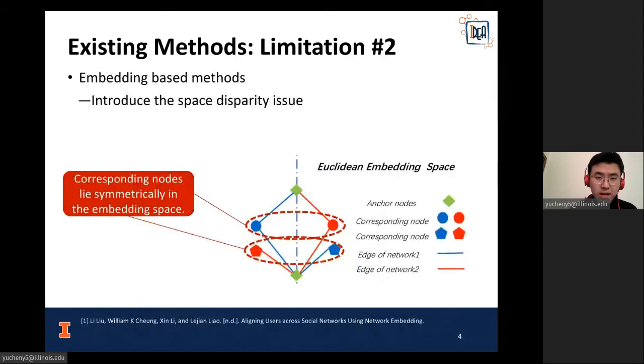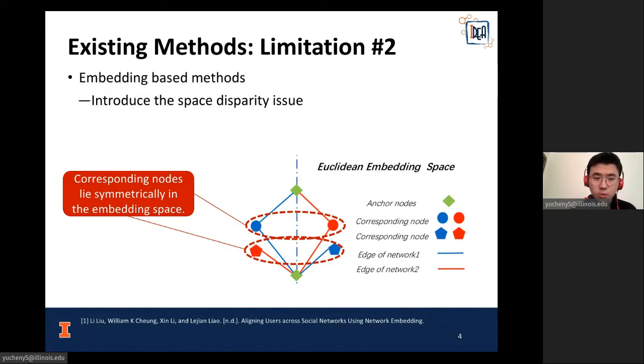The second category of methods is called embedding-based methods. These methods want to embed the nodes in two different networks into an embedding space. Then they compare these node embeddings, and if two nodes are very close to each other and they are from different networks, they should be aligned together.